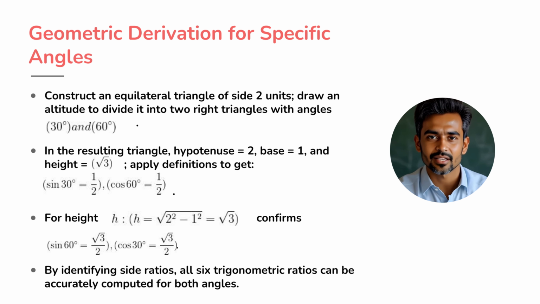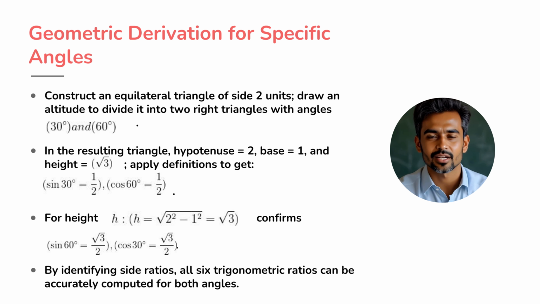The longest side, the hypotenuse, is 2 units. Because the altitude cuts the base into 2 equal parts, the base of this right triangle is 1 unit, and the altitude, let's call it h, is that unknown height. To find h, we use the Pythagorean theorem. The square of the hypotenuse equals the sum of the squares of the legs. So, h equals the square root of 2 squared minus 1 squared. That's square root of 4 minus 1, which simplifies to square root of 3.